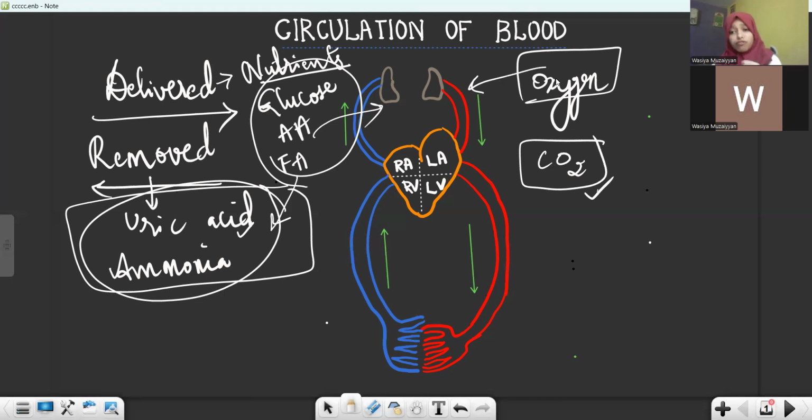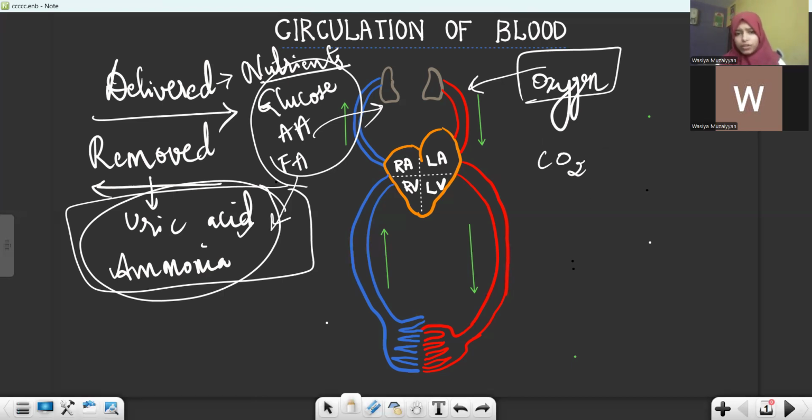That is why the circulation of blood is very important, because it transports essential nutrients like glucose, fatty acids, and amino acids, and it also takes away toxic waste like uric acid, ammonia, and carbon dioxide out of our system. So that is why transportation is a very essential mechanism in our body.